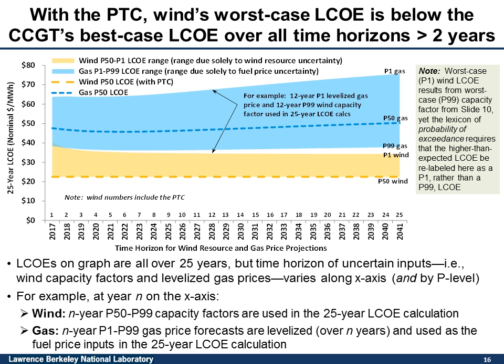In any case, what you can see here is that with the benefit of the production tax credit, or PTC, wind's worst case LCOE is below the combined cycle plant's best case LCOE over all time horizons exceeding 2 years. And this is perhaps a major driver of the wave of corporate procurement that I mentioned earlier. In other words, this recognition that there is a very low probability of wind being out of the money going forward may be enticing some corporations to jump in now.